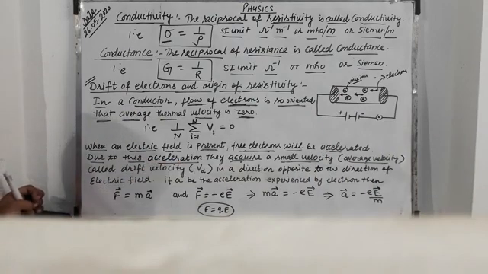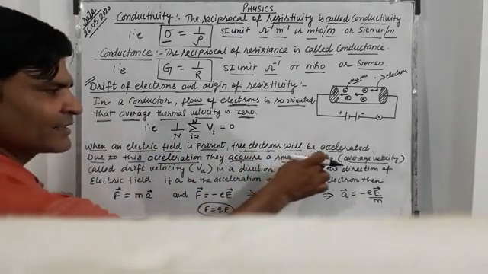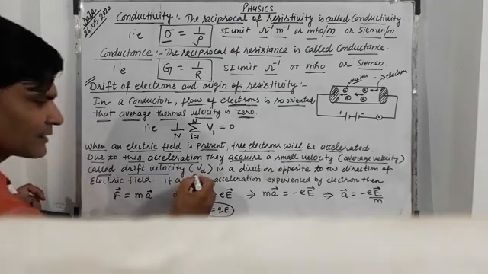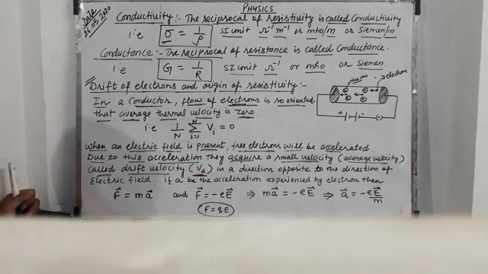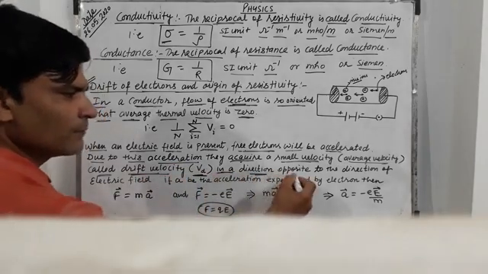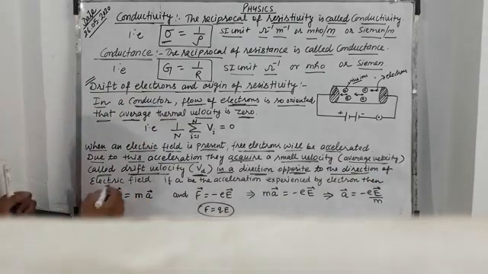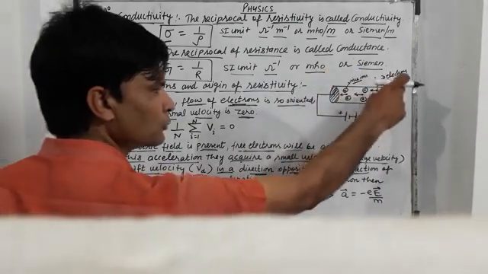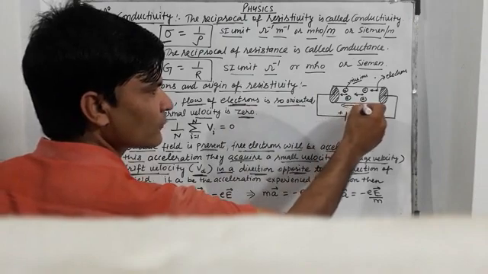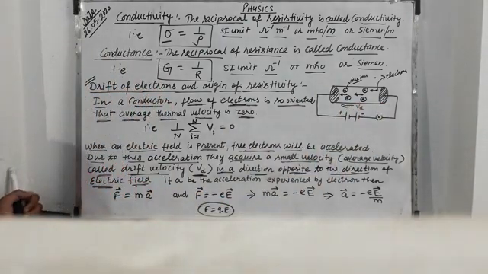So, due to this acceleration experienced by electrons, they acquire a small velocity called drift velocity. And drift velocity is represented by V subscript d. Drift velocity is in a direction opposite to the direction of electric field. Electric field is from positive to negative, and drift velocity is from negative to positive.